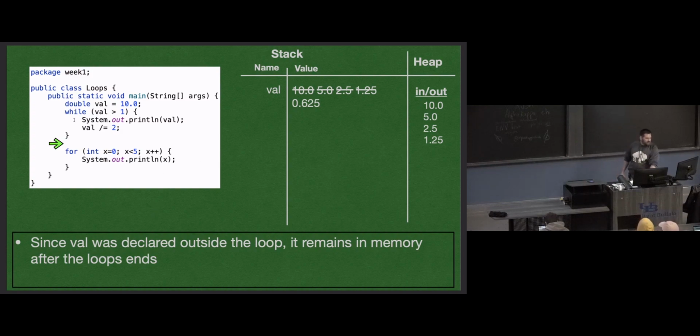No variables declared in the code block, so I didn't draw it. But val, even though intuitively, we humans look at this and say val is highly related to that loop, and we're not using it after the loop, we would kind of think that might go away. No, it's declared outside the code block, so it's not destroyed.